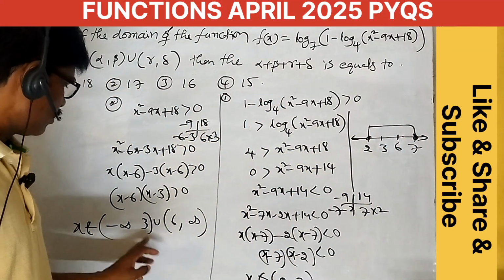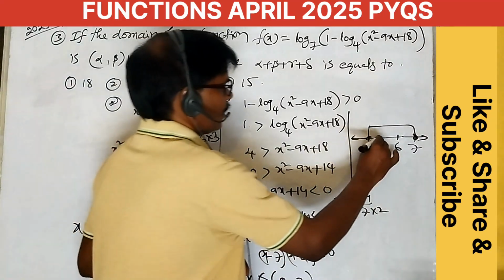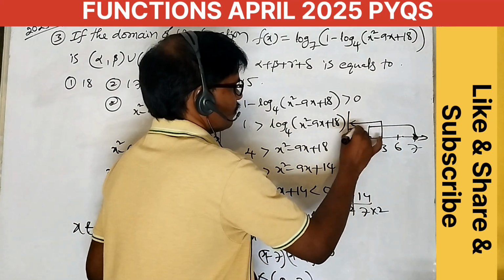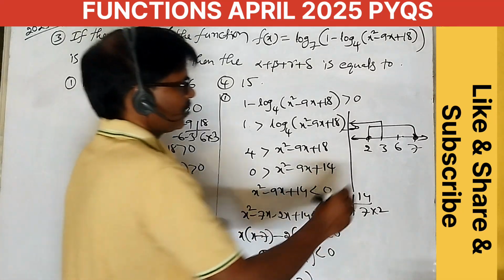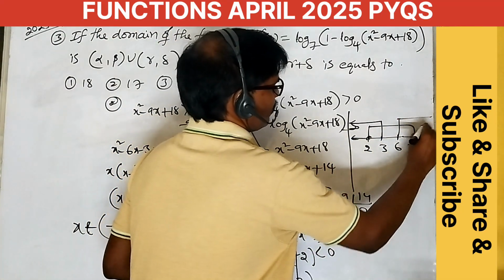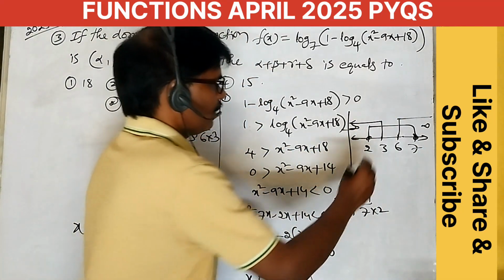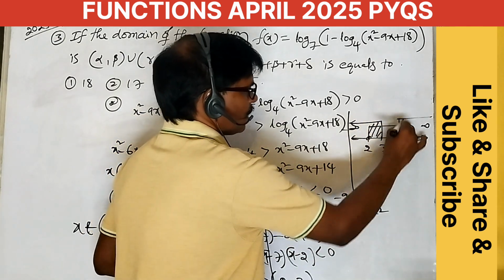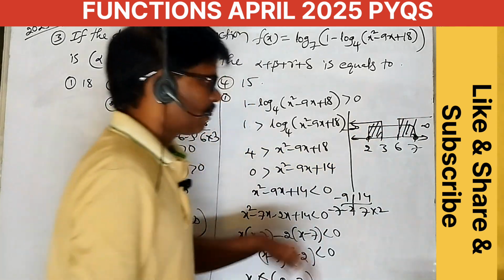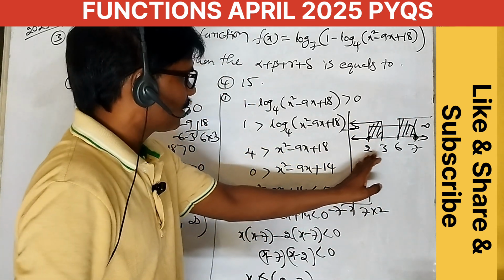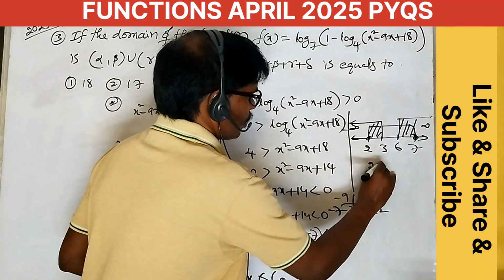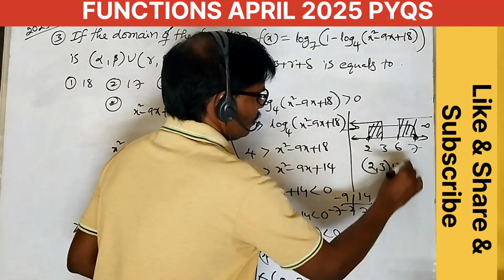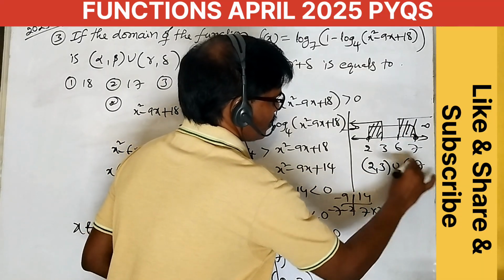Next, another one: 3 to minus infinity. This is the minus infinity. Next, 6 to plus infinity. Okay, here what is the common part? This is the common part and this is also a common part. Next, the common part equals 2 to 3 open interval, 2 comma 3 union 6 comma 7.